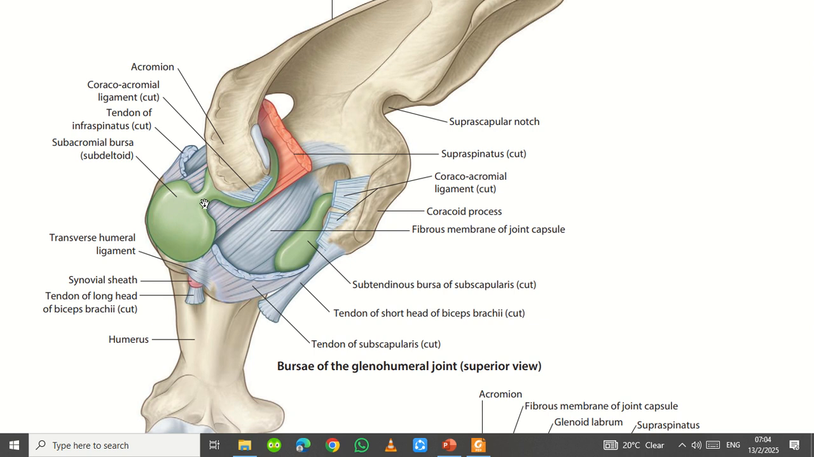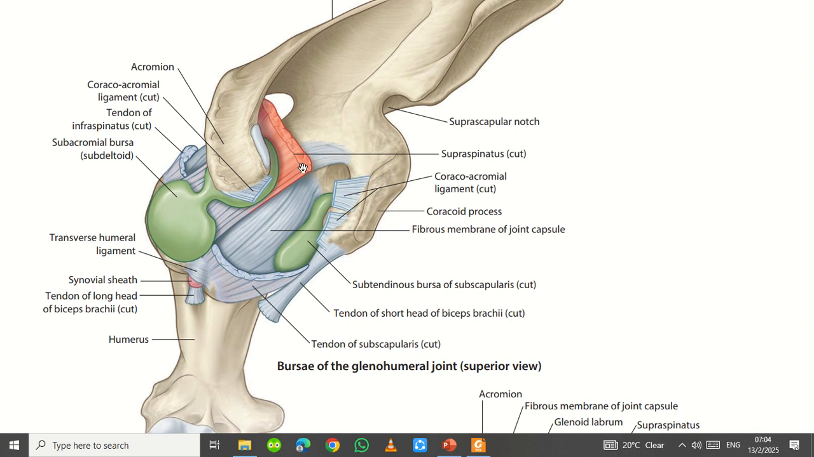So in cases where there is degeneration of this bursa, you're going to have what is called subacromial bursitis, and this can lead to pain in abduction of the arm, right, pain in abduction of the arm.